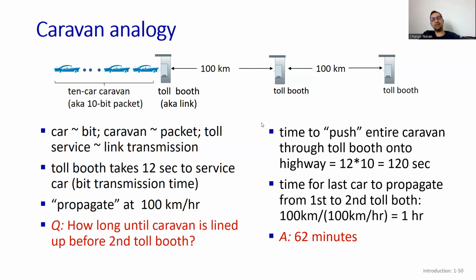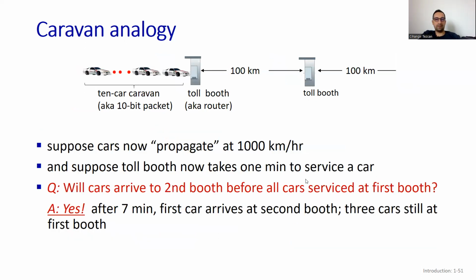So as you can see, here the problem was the propagation delay, not the toll booth, because the toll booth actually served in 2 minutes, but the distance was long, so it takes 1 hour for these cars to travel to here. So in total, you spent 60 plus 2 minutes, so 62 minutes. So let's modify the example.